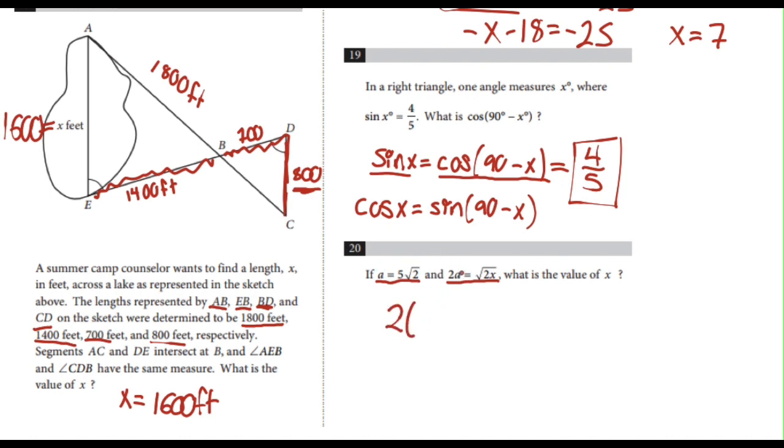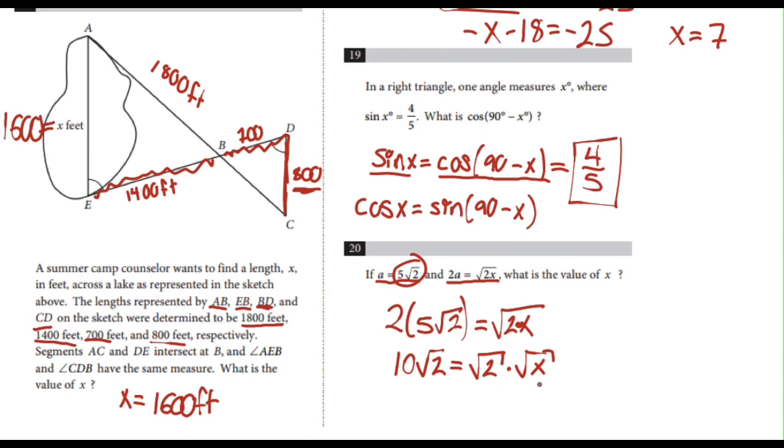So 2 times, instead of a, we'll plug in what a is equal to: 5 times the square root of 2, equals the square root of 2 times x. 2 times 5 times square root of 2 is going to be 10 times square root of 2. And this square root, since it has a multiplication on the inside, we can break up the square root into square root of 2 times square root of x.